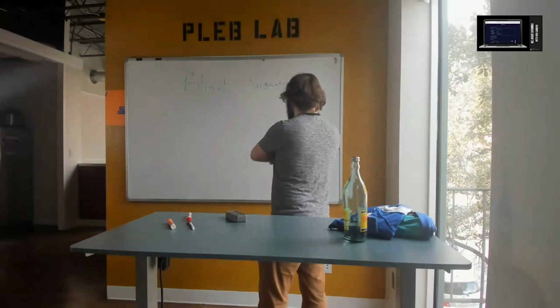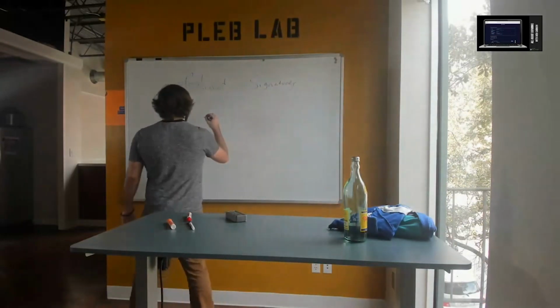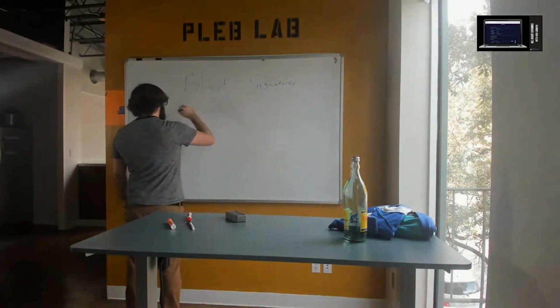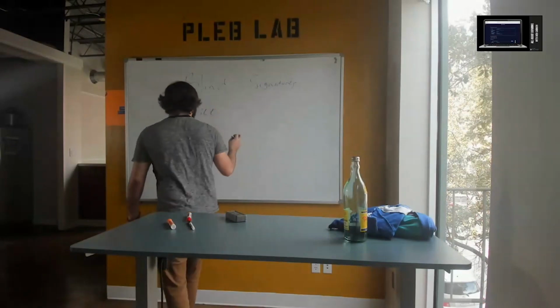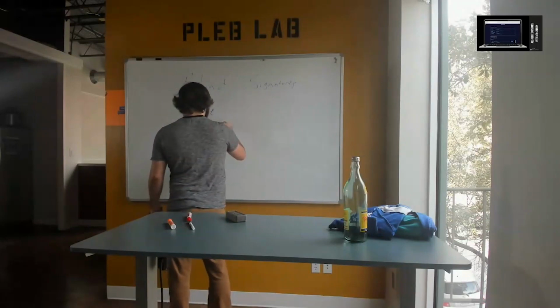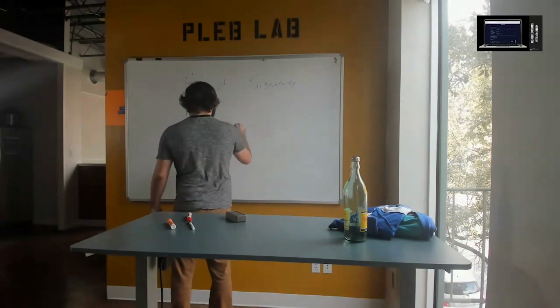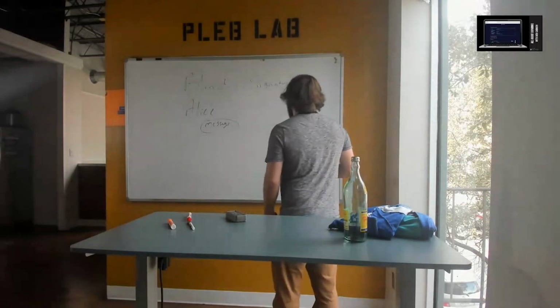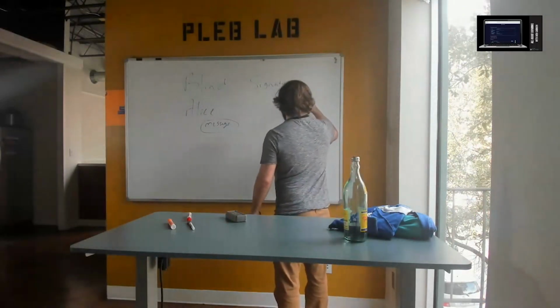So a blind signature is basically, how do I explain this? We have Alice. Alice has a message, and she wants Bob to sign it.